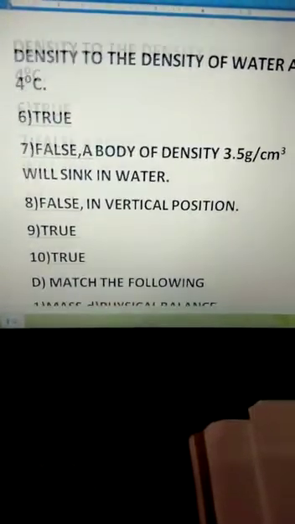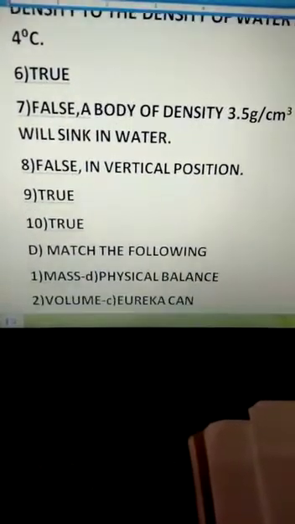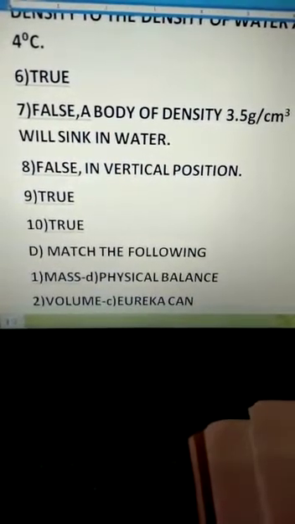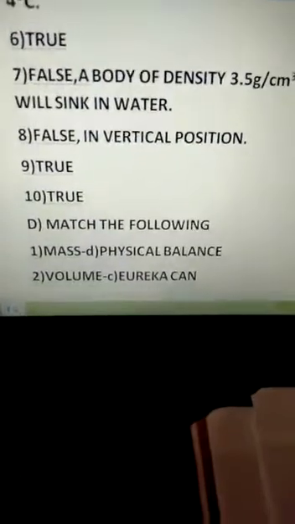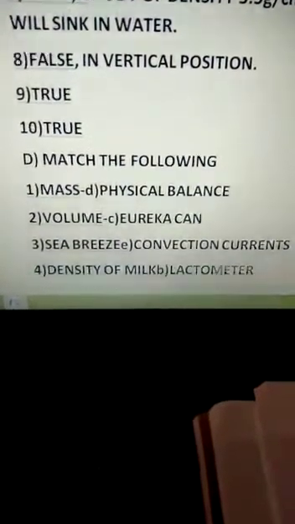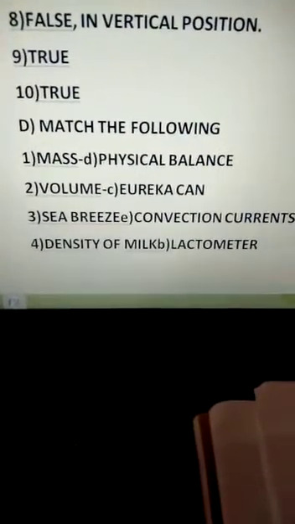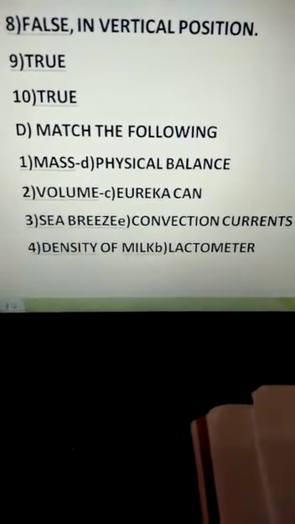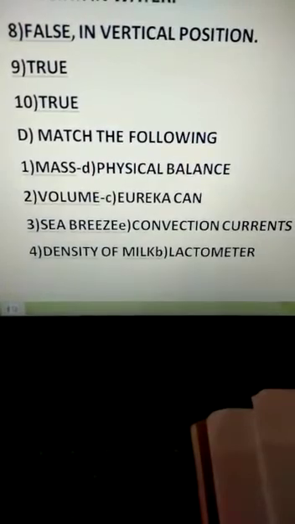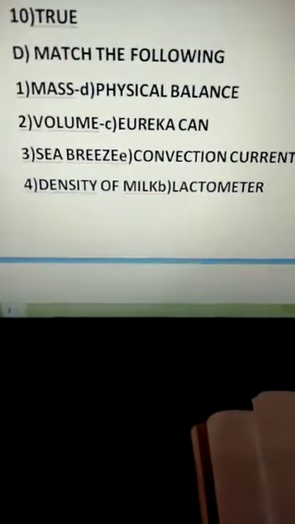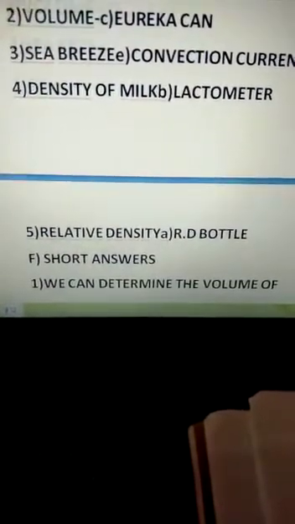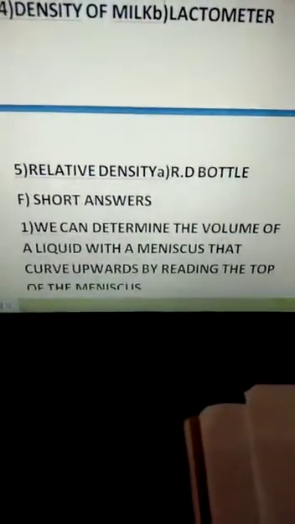In place of horizontal position, we have to write in vertical position. Number 9 will be true again. Number 10 again true. Now match the following. For mass, it is a physical balance. For volume, Eureka can. For sea breeze, convection currents. For number 4, density of milk can be measured by lactometer. The 5th one, relative density can be measured by using relative density bottle.